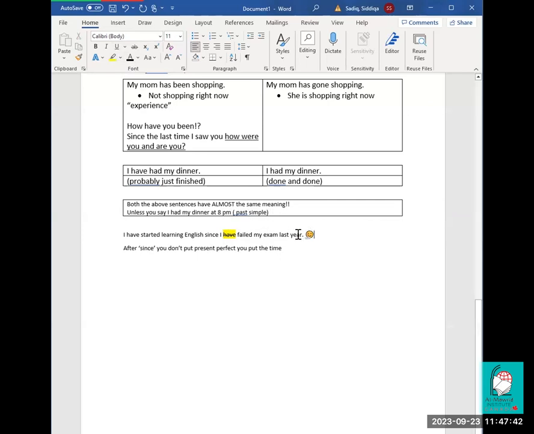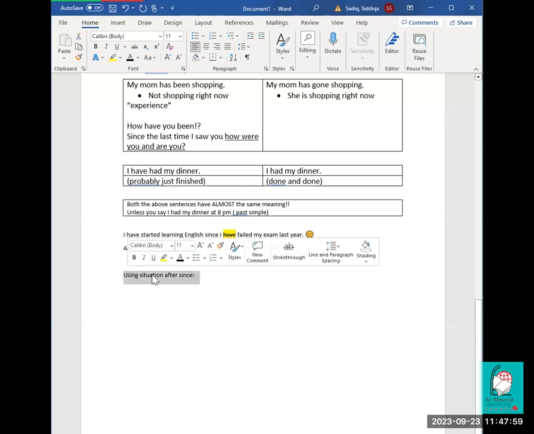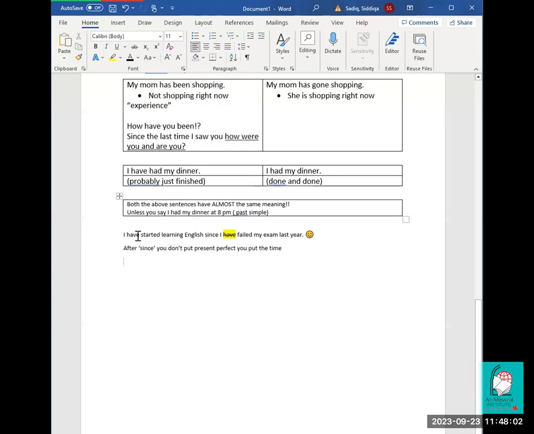And you don't even have to say last year. You could even not say this and it's still okay. I have started learning English since I failed my exam. Absolutely. Another example of this could also be using a situation after since, right? So this is just what Junaid's question was, which is very good.